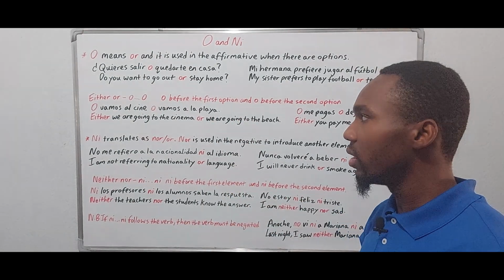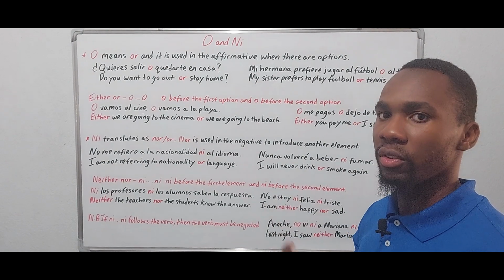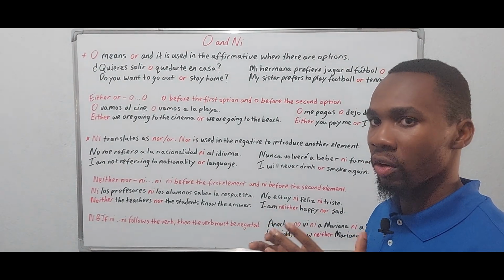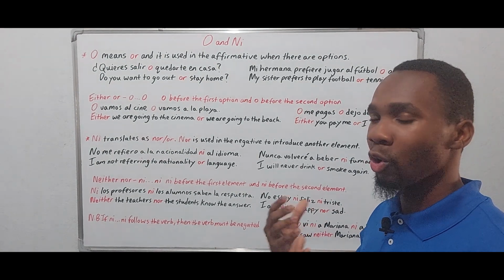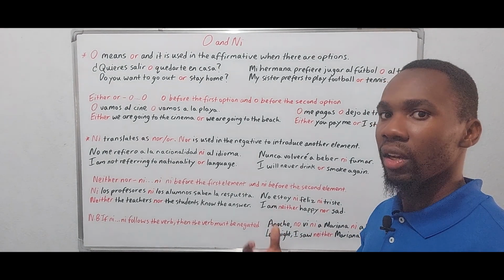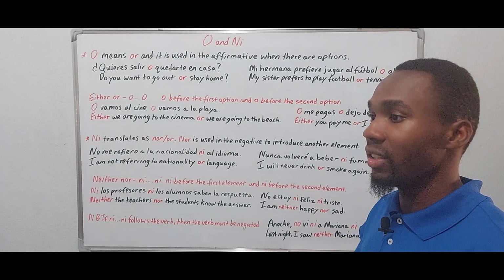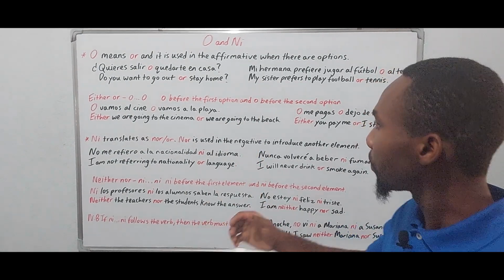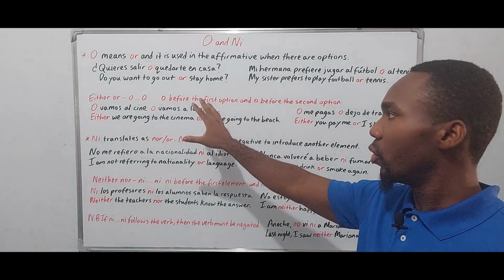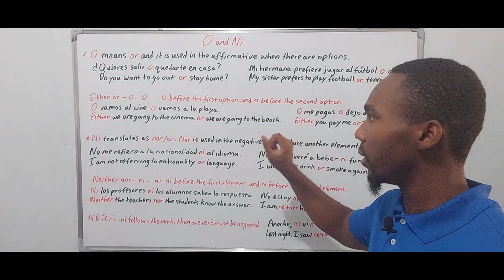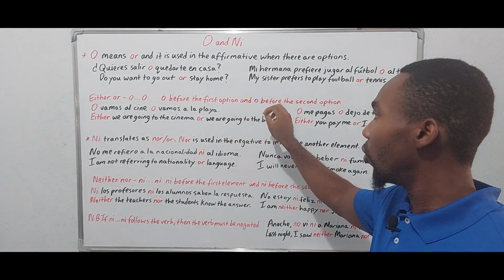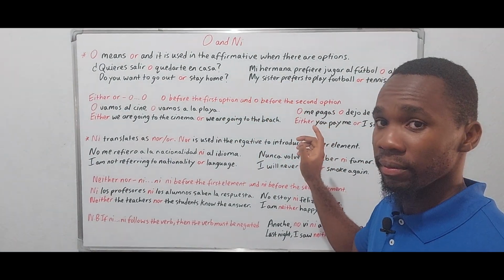But with either or, we have to have two options, right? Because these talk about two situations or scenarios that cannot coexist. They cannot occur at the same time. It is either one or the other, right? So this is how we construct it. O goes before the first option, and then O goes before the second option, right?